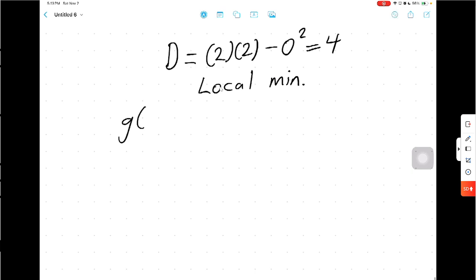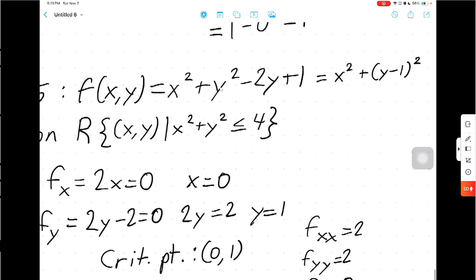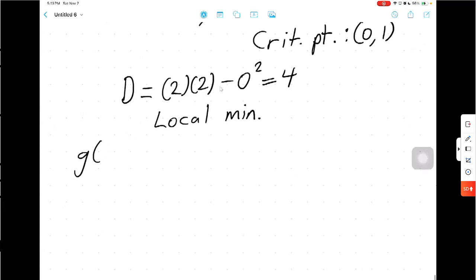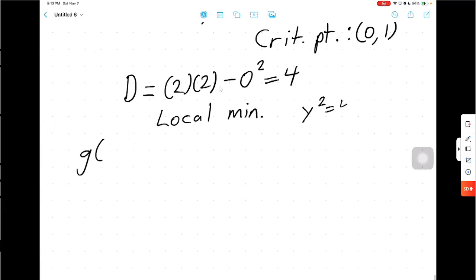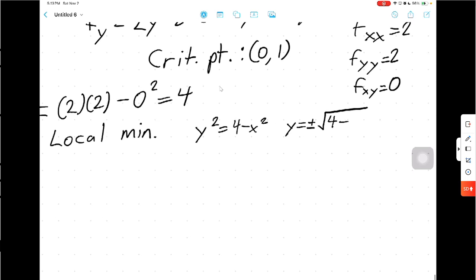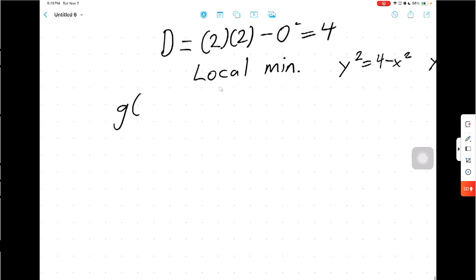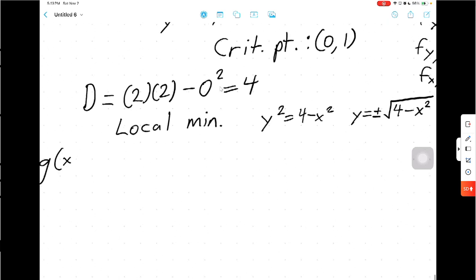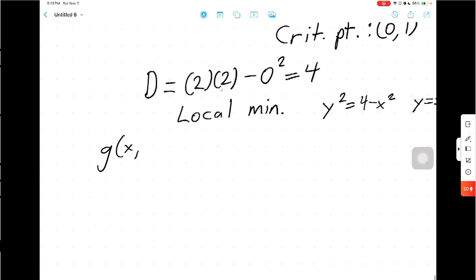Now we just have to create a function onto this boundary. So y squared is equal to 4 minus x squared from our region. And so we have to check 2 of these, where y is equal to minus and y is equal to plus.